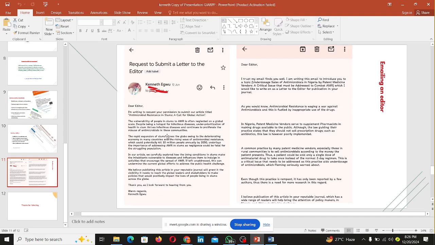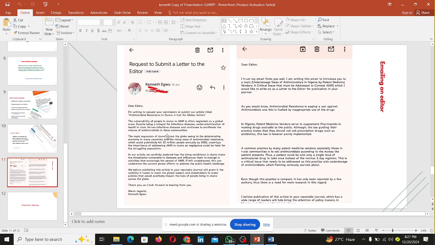And if you're writing to the editor to inform them that you want to publish, it's always good that you create the urgency of the work that you are trying to publish. So if you read here, you see where we mentioned patent medicine dealers and how their practices are promoting or proliferating the spread of antimicrobial resistance. So you try to inform them about the challenge you are writing about, and then inform them about how your paper is addressing this particular challenge.